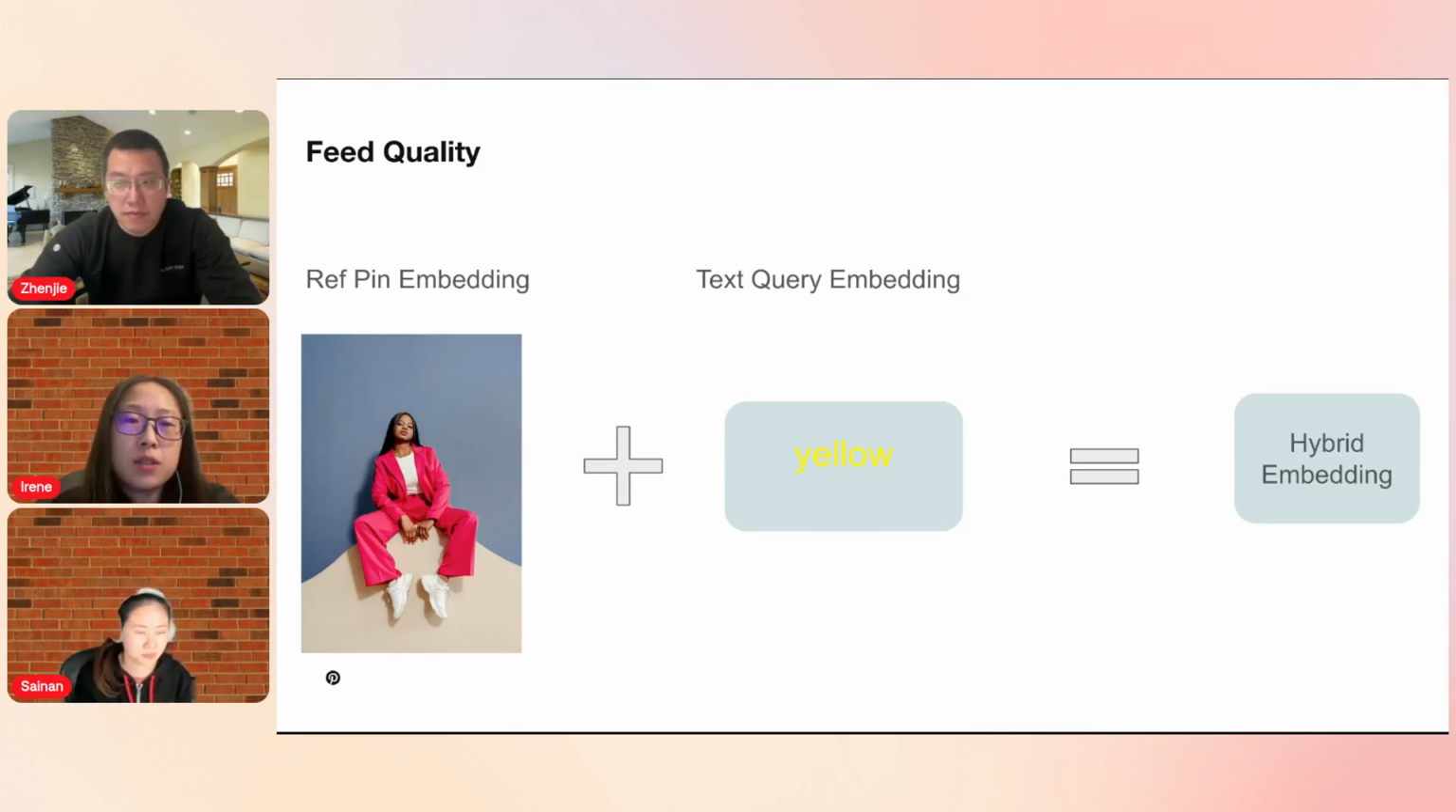Let's say a user selects this pin of a lady dressed in pink business casual suits and wants to change the color to yellow. The backend would embed the reference pin and the text query into the same embedding space, then sum them up to get a hybrid embedding. The new embedding will then be used for retrieval. As for the specific embedding, we use our Pinterest in-house embedding model, SearchSage.